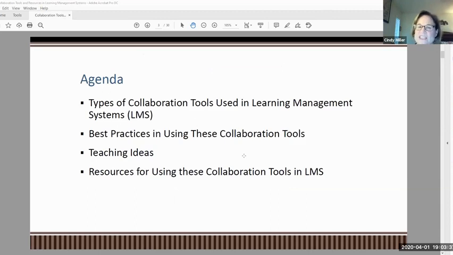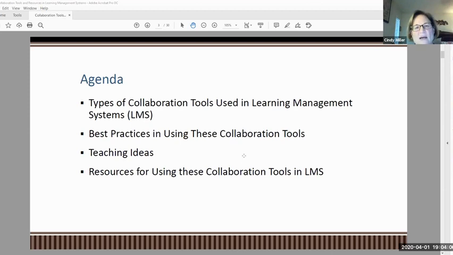So in my agenda today, what I'm hoping to do is talk to you about 4 different types of collaboration tools that we use in learning management systems, as well as one that I'll touch on as well. And keep in mind, learning management systems are not just paid systems. There are also free ones, and I'll talk about all of those in just a moment. Mainly these 4 types of tools are used in all of these different types of systems.